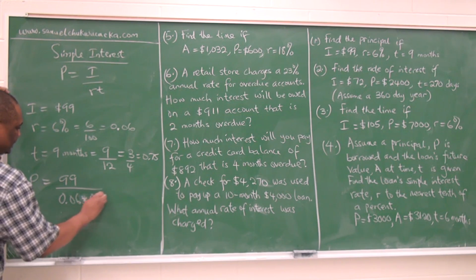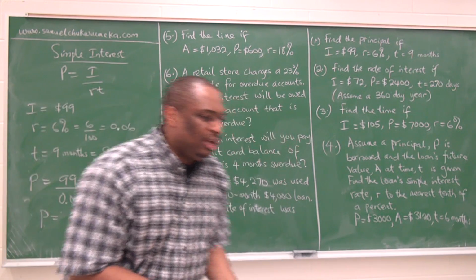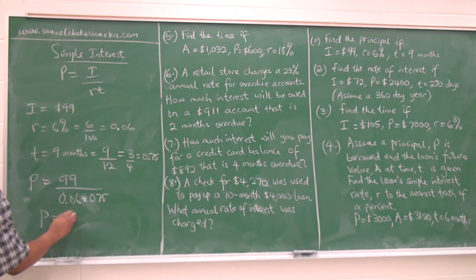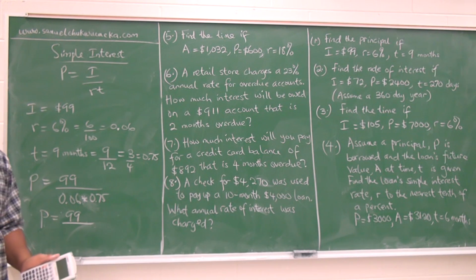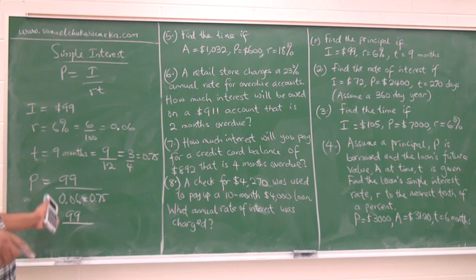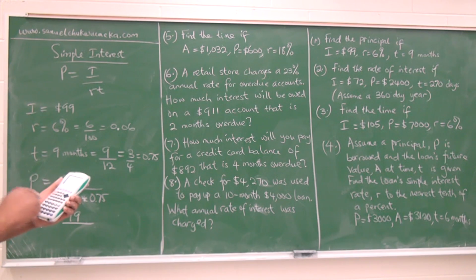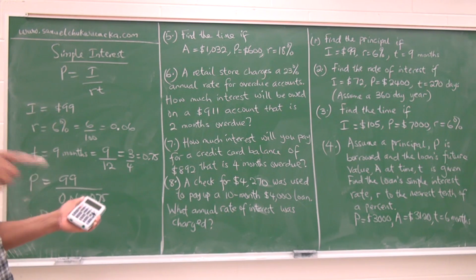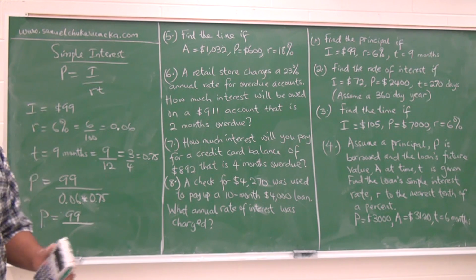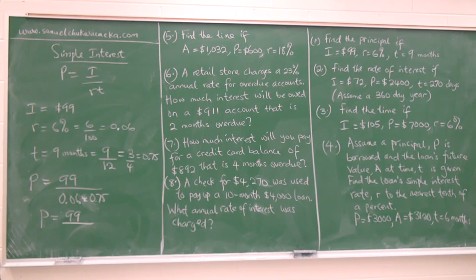So when you do that, what will it be? Usually when you're using a calculator, you want to do this using PEMDAS. That's another video you will need to view. Order of operations, please view that, okay? Some folks make the mistake of immediately doing 99 divided by 0.06 times 0.75. If you do that right away, you will get it wrong. Most times you get it wrong. I'm telling you now, so just do it one at a time.